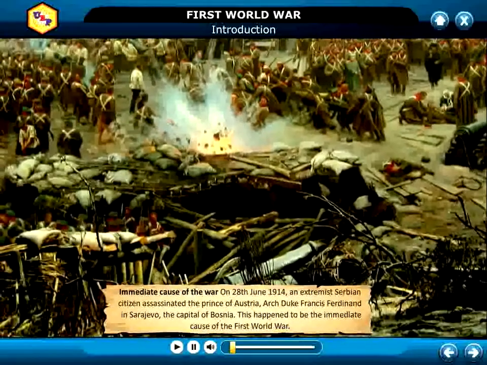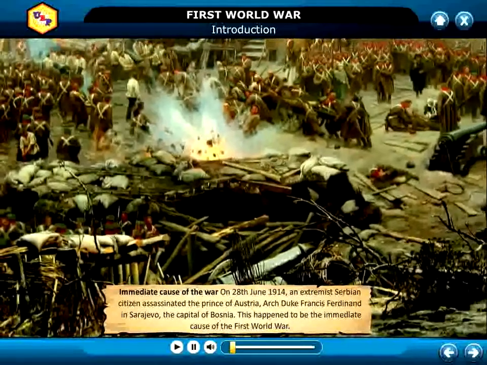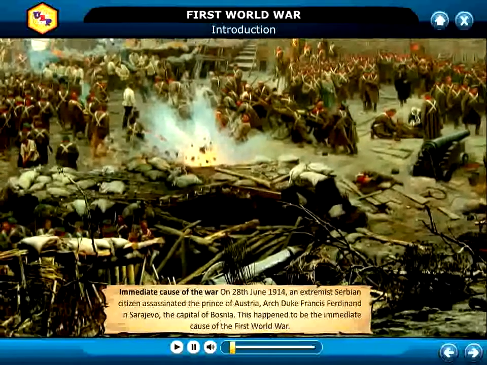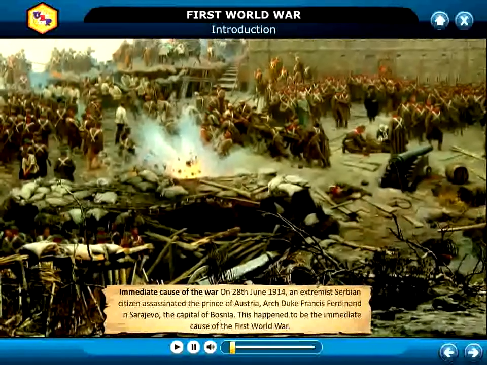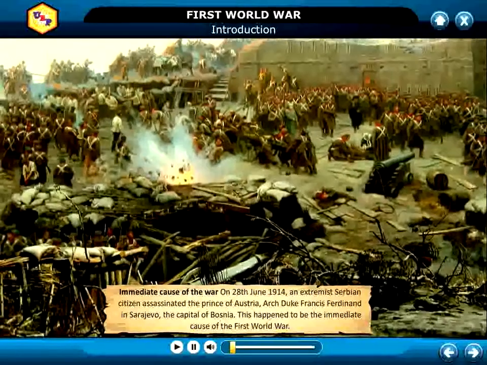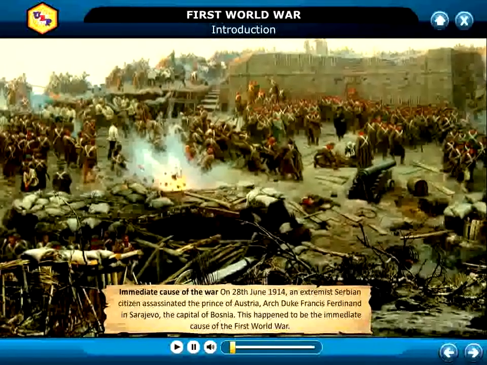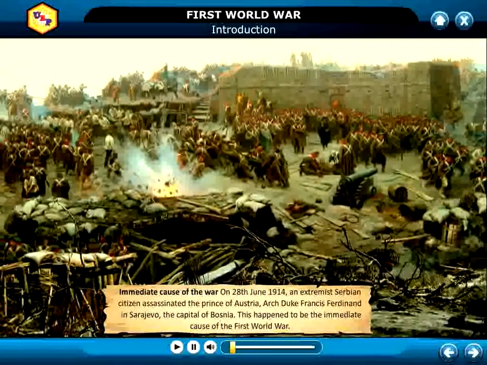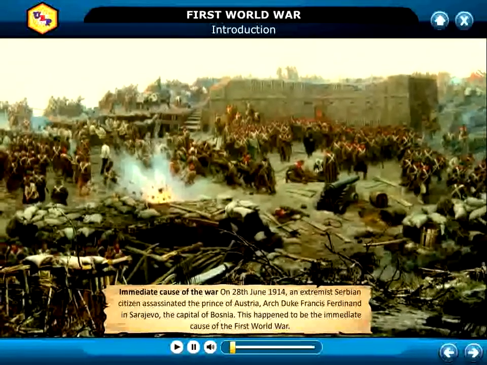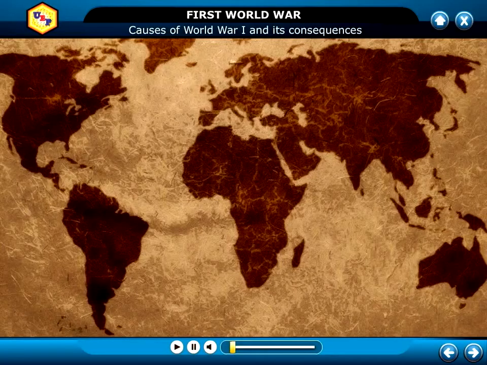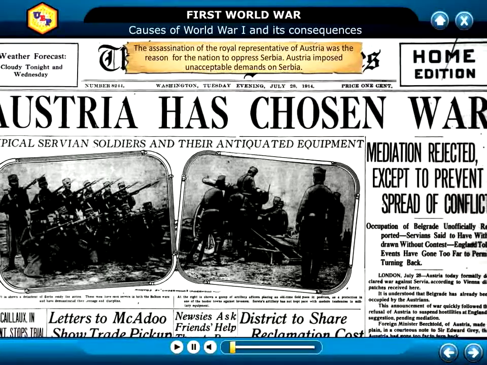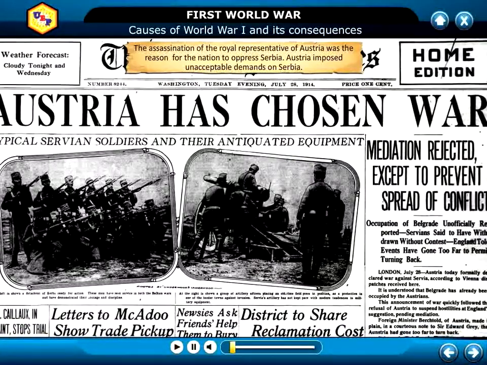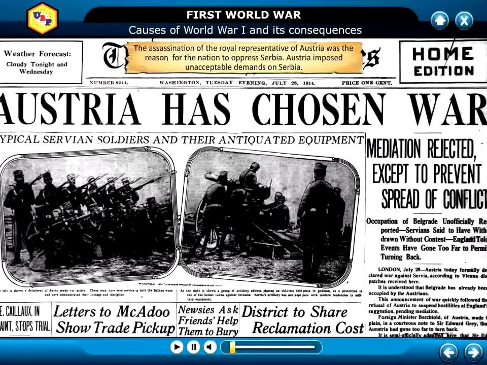Immediate cause of the war on 28 June 1914. An extremist Serbian citizen assassinated the Prince of Austria, Archduke Francis Ferdinand, in Sarajevo, the capital of Bosnia. This happened to be the immediate cause of World War I and its consequences. The assassination of the royal representative of Austria was the reason for the nation to oppress Serbia.